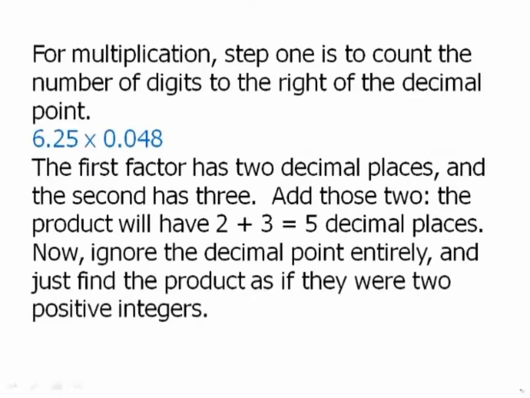So now we know how many decimal places the product will have, even before we do the multiplication. Now we're just going to ignore the decimal points entirely and find the product as if they were 2 positive integers. So suppose we just had the 2 positive integers, 625 times 48. What is this product? Well, how do we find this without a calculator? Turns out there's an amazing trick that we'll talk about in a later video. This is called the doubling and halving trick.